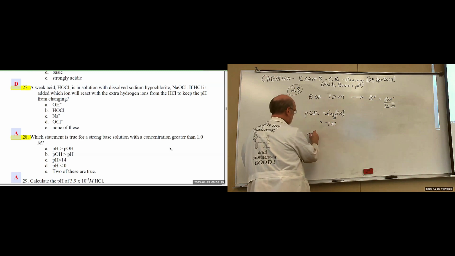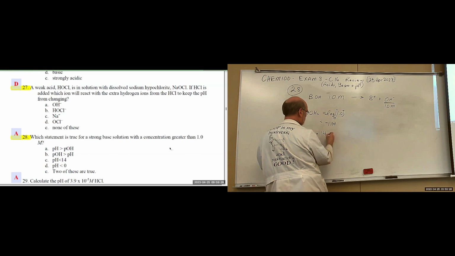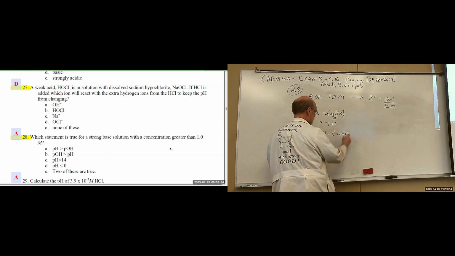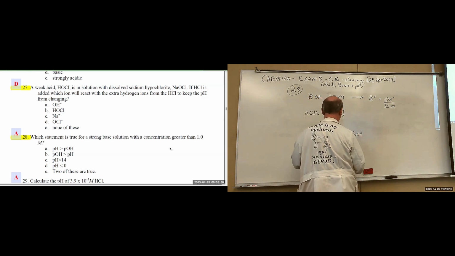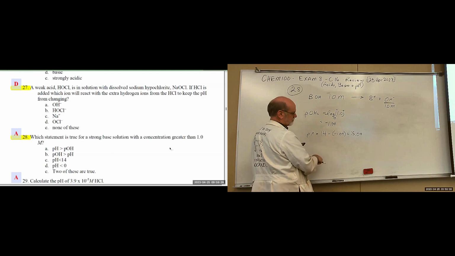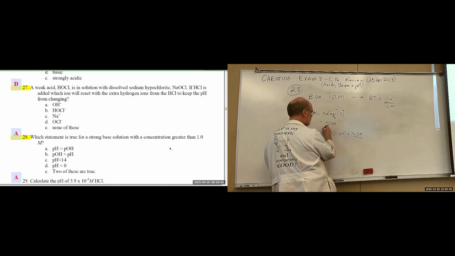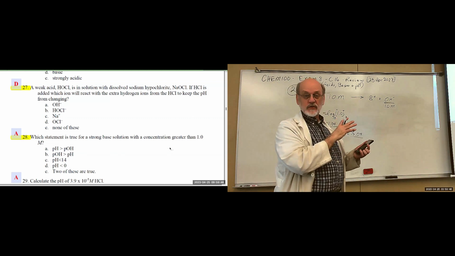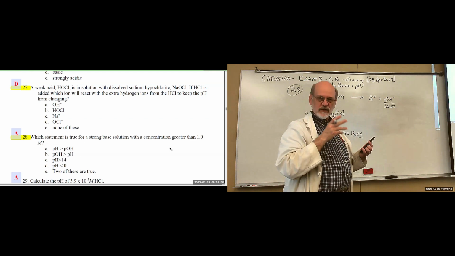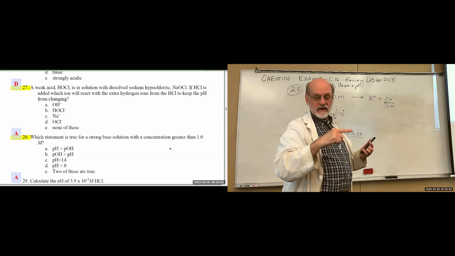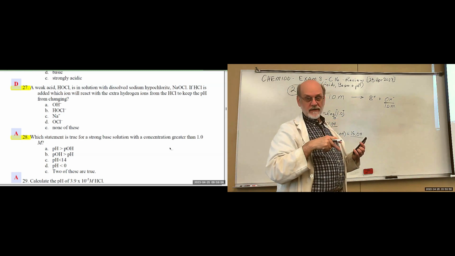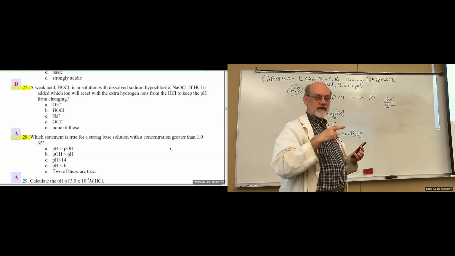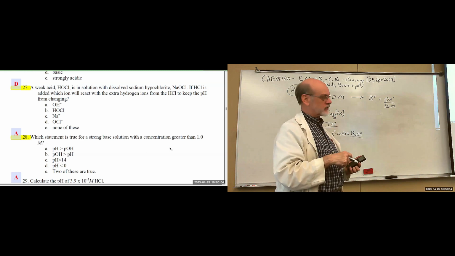What's the pH? The pH is equal to 14 minus a minus 1.04. Right? So that's 15.04. This is a plus. So that's the pH, and this is the pOH. Notice that E is 2 of these are true. So when you see one like that, you've got to look at each one of them to be sure that you don't have 2 that are true. You can find one that's true, but you've got to keep going until you prove to yourself that there's only one that's true. Then that's the answer.